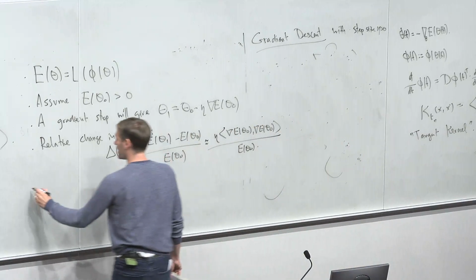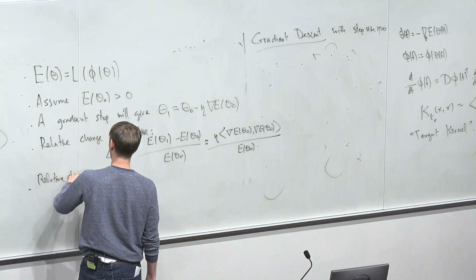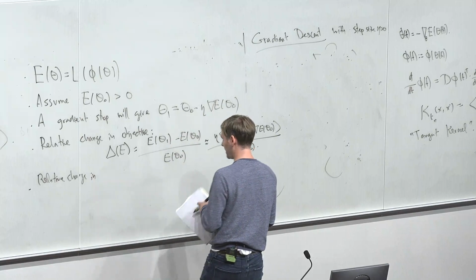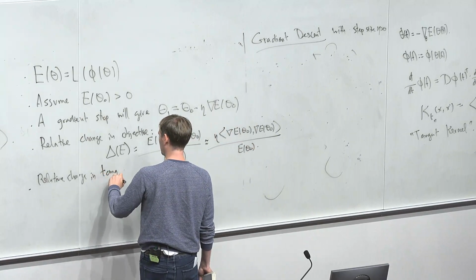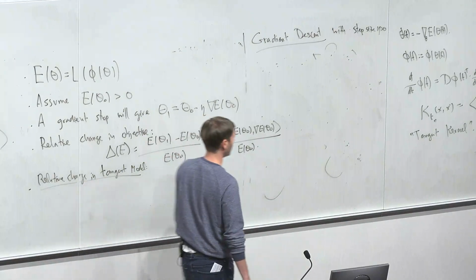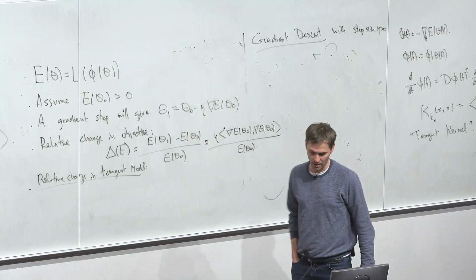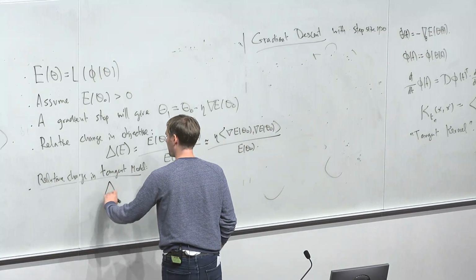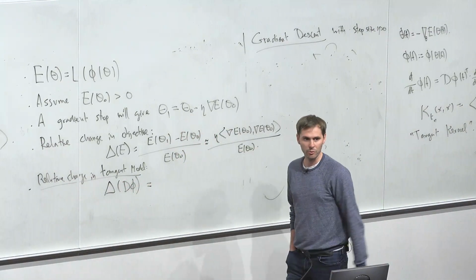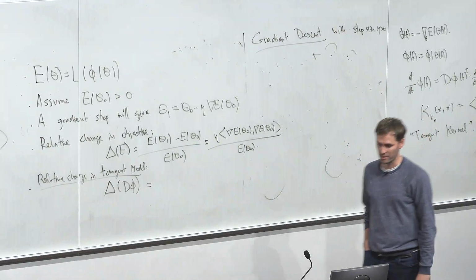And what is the relative change in the linear model, in the tangent model? In other words, we'd like to see how the Jacobian structure changes as we update. So we can call this the difference in the Jacobian of phi. We have to evaluate the Jacobian of phi at theta 1 minus the Jacobian of phi at theta 0.